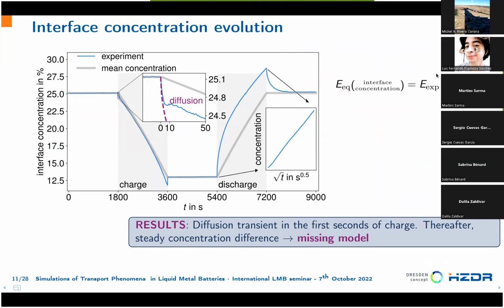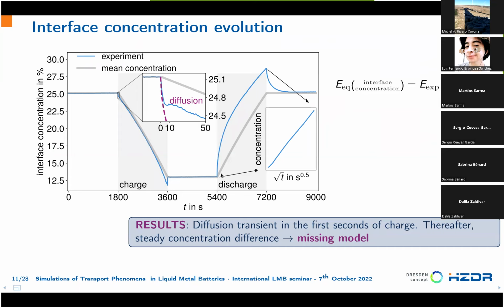Now we invert the previous equation and we compute the interface concentration here in the form of a molar fraction. At the beginning, we have a uniform concentration, and then we have this charge phase. If you look at the charge phase, we see that there is also a small, really short in time, only 10 seconds over 30 minutes of experiment, diffusion phase, in which the concentration evolves quite like diffusion. And then the concentration difference is set to a fixed value. So we have a very small concentration difference that is present during the charge phase.